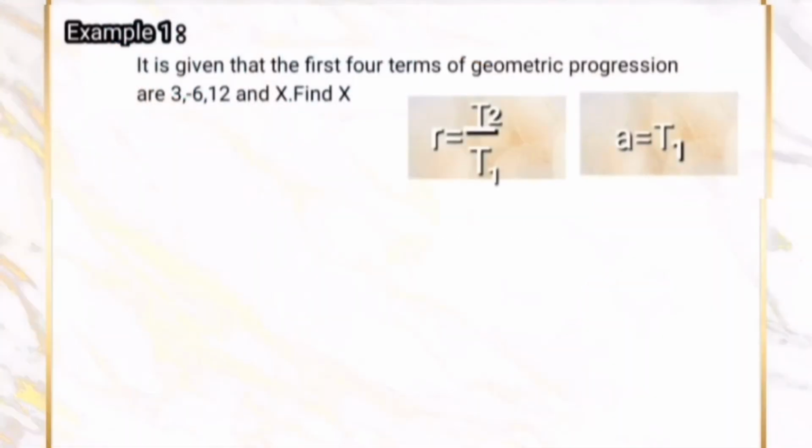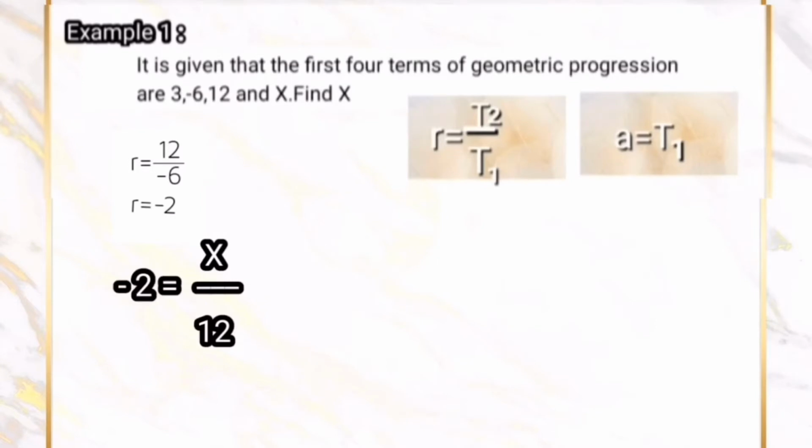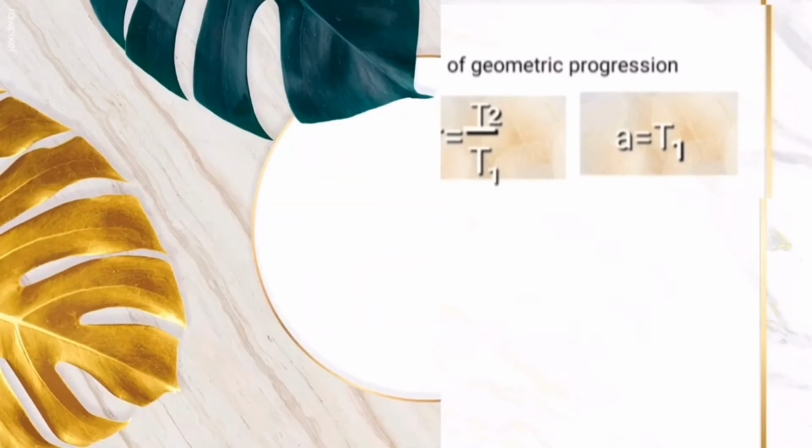Using the formula r equals term 2 over term 1 only. As we know, all the numbers in this sequence will increase with the same value, meaning all the numbers will have the same value of r. So, substitute term 2 and term 3 to get r. Now, substitute x in the formula with r as -2, and you will get x equals -24.